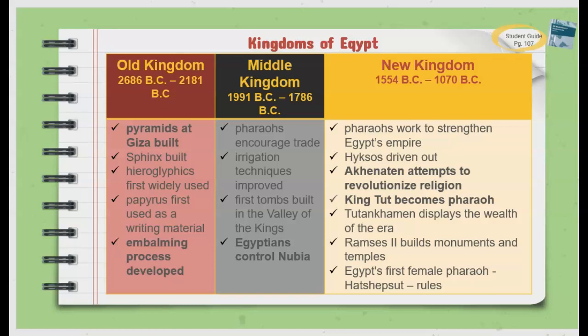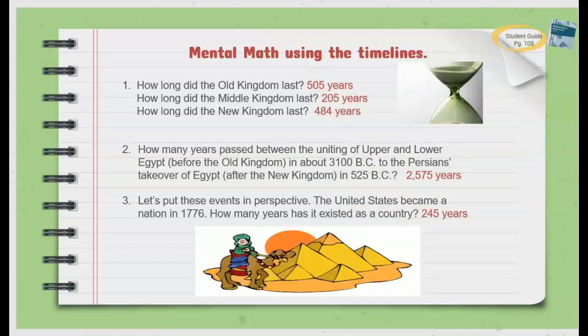Middle Kingdom: pharaohs encouraged trade, irrigation techniques improved, the first tombs were built in the Valley of the Kings, and Egyptians took control over Nubia. And then the New Kingdom: pharaohs worked to strengthen Egypt's empire, Hyksos were driven out, Akhenaten attempts to revolutionize religion, King Tut becomes pharaoh, Tutankhamun displays the wealth of the era, Ramses II builds monuments and temples, and Egypt's first female pharaoh, Hatshepsut, rules. And again, you can always pause this video to fill in your answers.